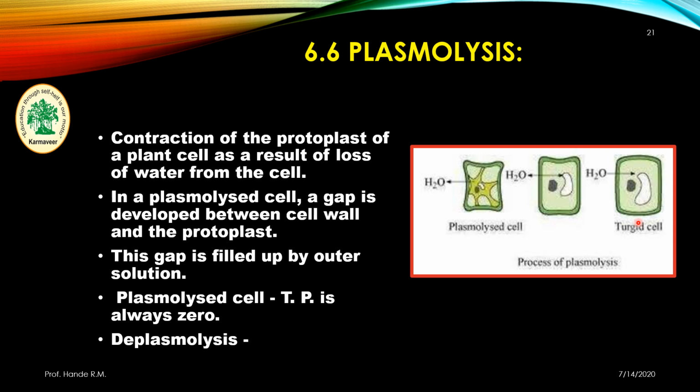Here there are two processes. First is plasmolysis and second is deplasmolysis. Plasmolysis means loss of water from the cell, and in deplasmolysis there is gain of water and the cell becomes turgid. In the plasmolysis process, the cell becomes flaccid, and in the deplasmolysis process, the cell becomes turgid.